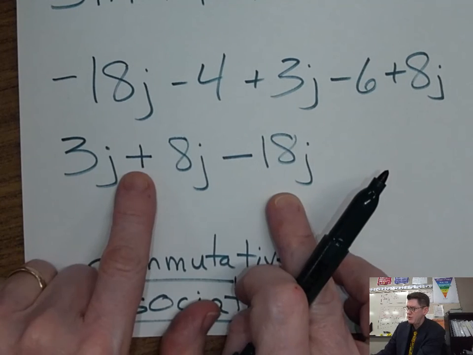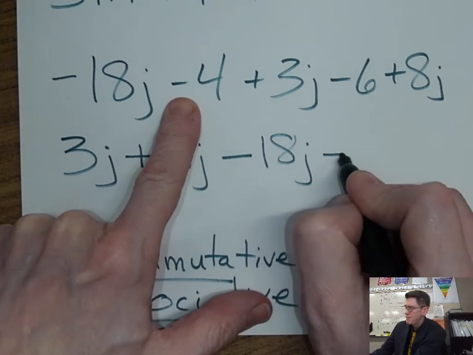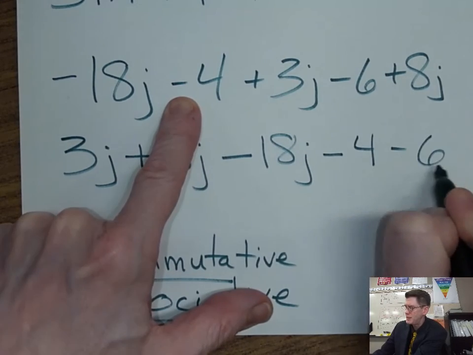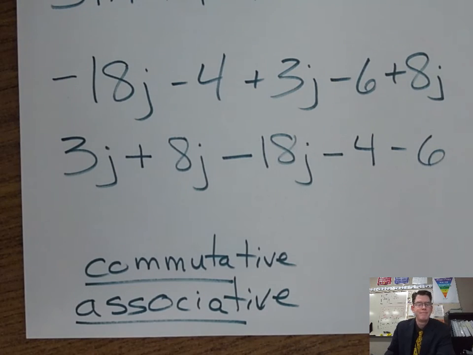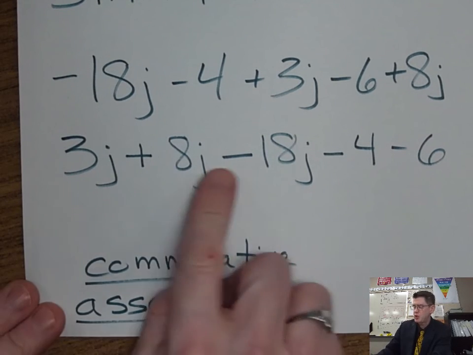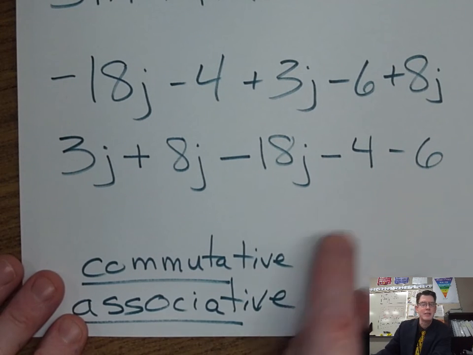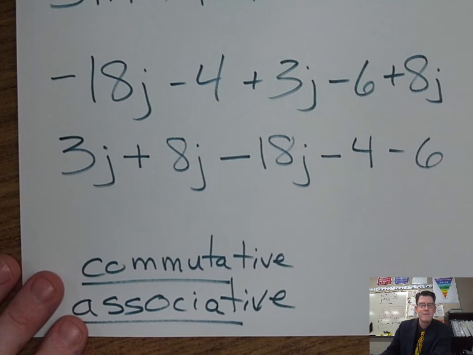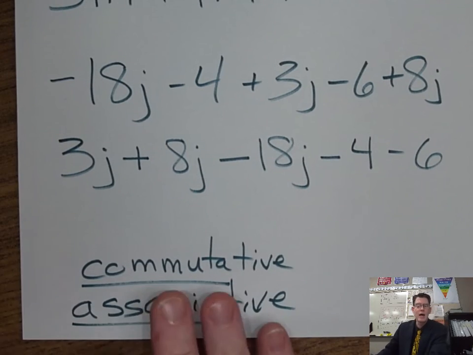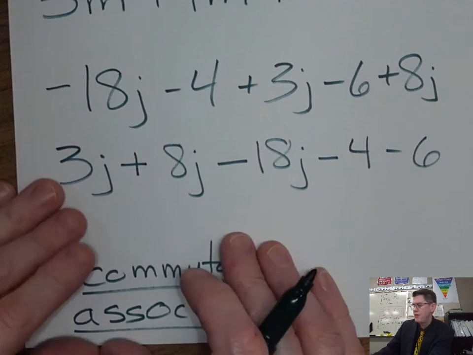And then, what have I got? I got numbers. Oh, yeah. Minus 4 and minus 6. I'm done. There it is. I'm now associating all the variables that are the same together, and I'm associating all the constants together. Now you can go ahead and stop the video here. The next part is really just for honors. You can just stop and start on the assignment.